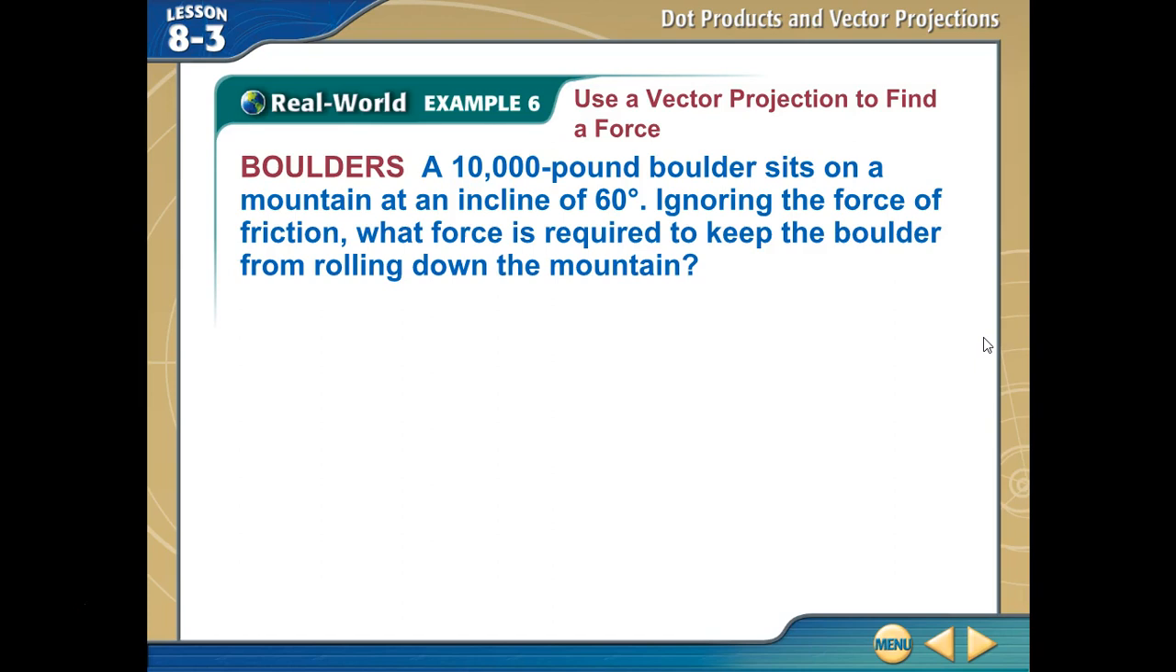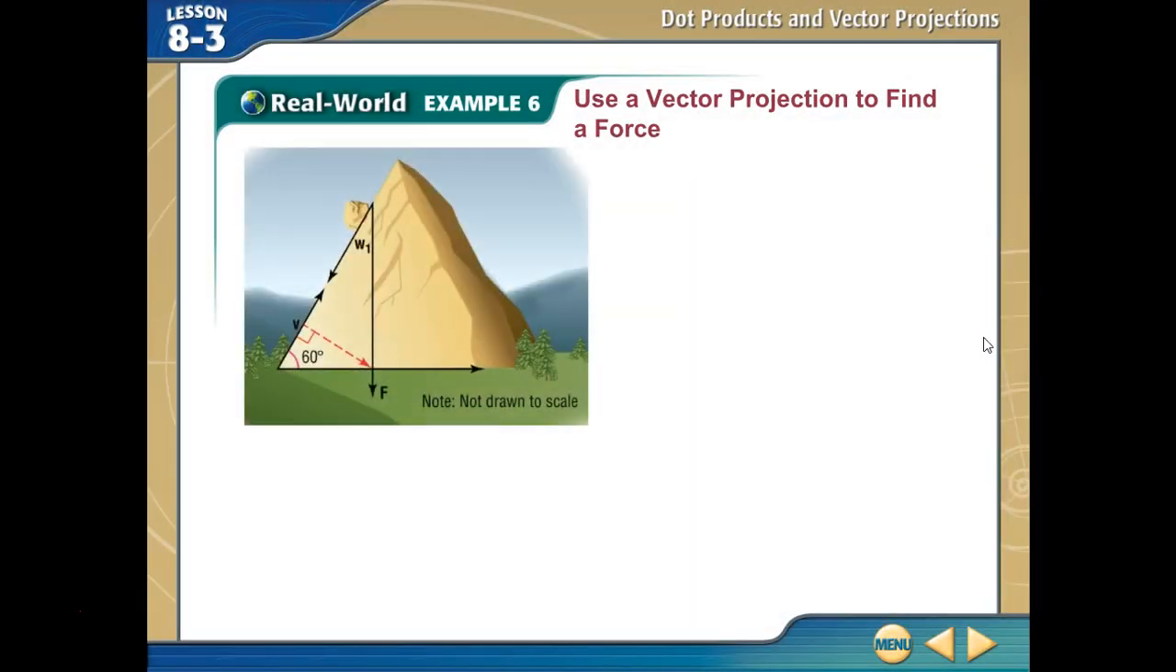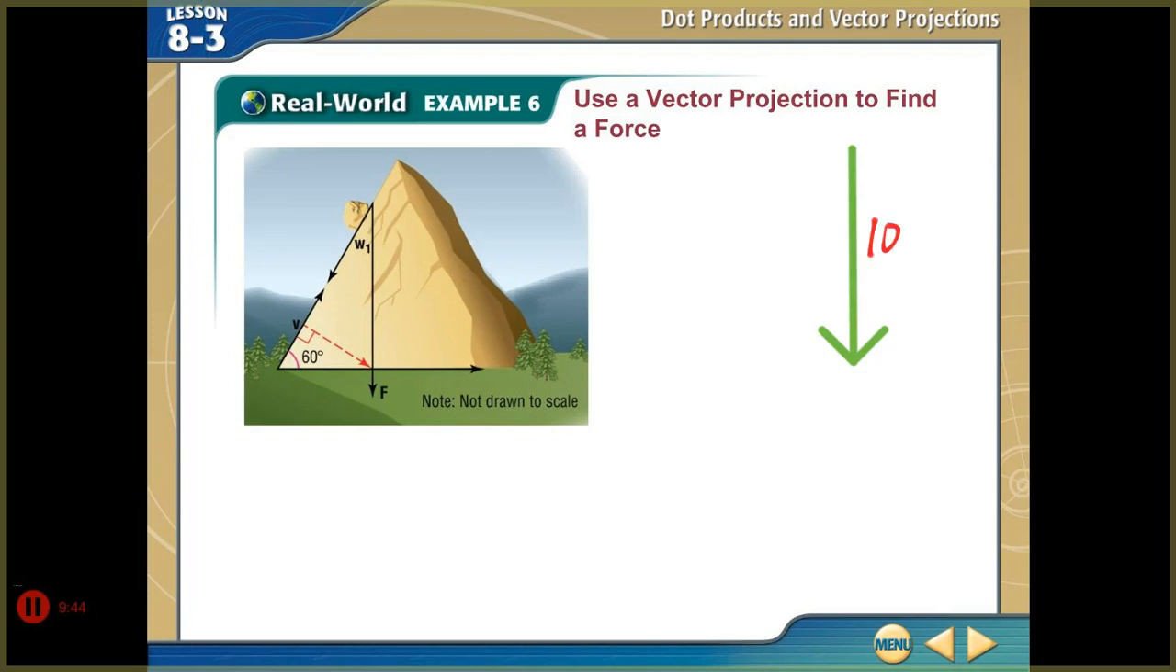So if we think about what's happening, and we have a picture on the next slide, we have a boulder that's sitting up here, and its weight is directly down into the earth. We have an angle of 60 degrees, and basically what we want to do is counteract. So if we are thinking of our vector, that's our weight, which is 10,000 pounds. Some of that is down the hill.